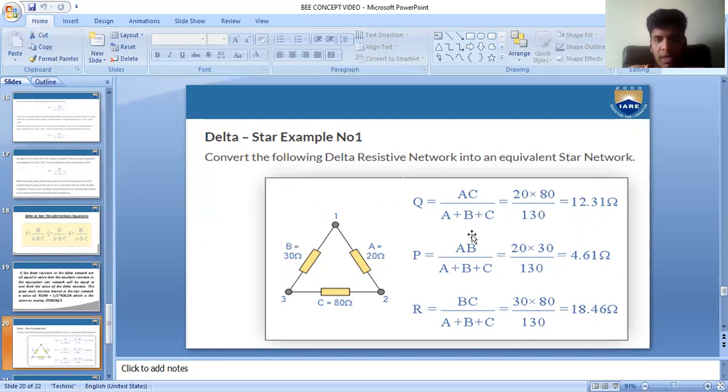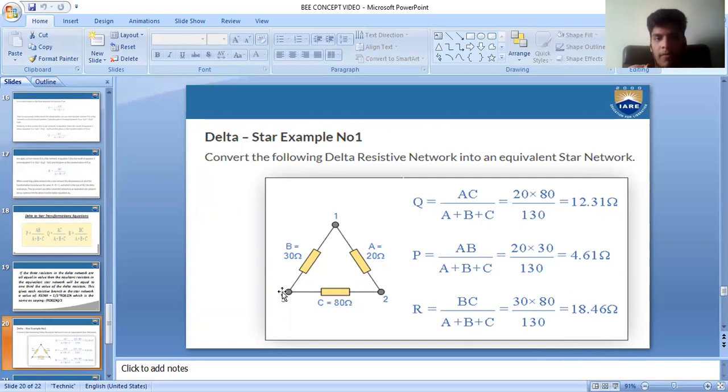Now AC divided by A plus B plus C. We know the value of A is 20, and the C value is 80. So 20 into 80 divided by the sum of 20 plus 80 plus 30, which is 130, and the answer is here. So these are the values of the star network connection.